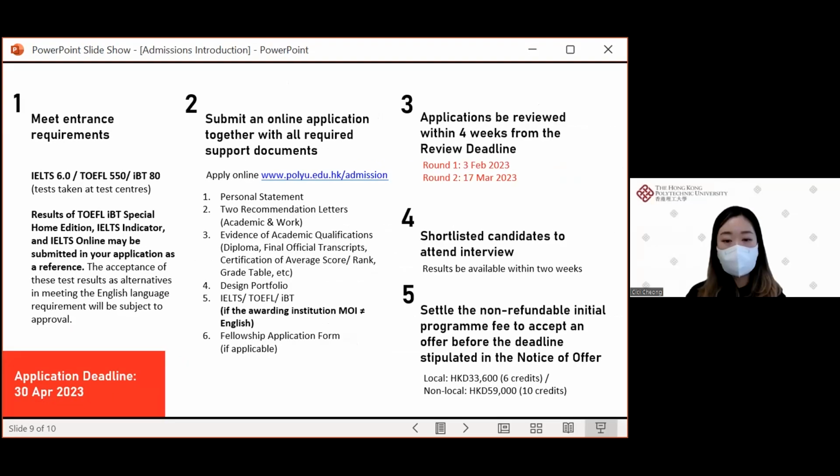You need to submit your application on or before 13th of April, but you may want to consider applying as soon as possible in order to secure your place.